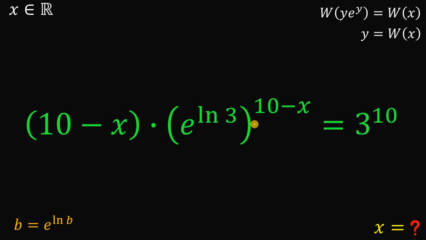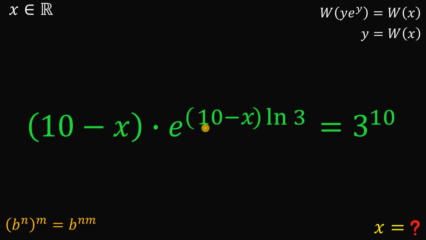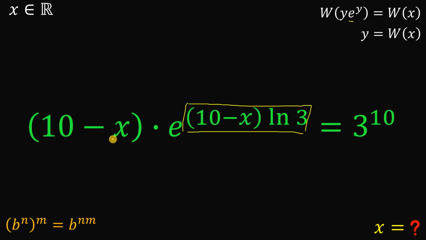Now, using some laws of exponent, we know we can multiply the exponents, because if we have b raised to the power of n, raised to the power of m, this must be equal to b raised to the power of n times m. So this expression right over here, we can rewrite as follows. We have e raised to the power of 10 minus x multiplied by ln 3. Now, we have e and this function, 10 minus x multiplied by ln 3.